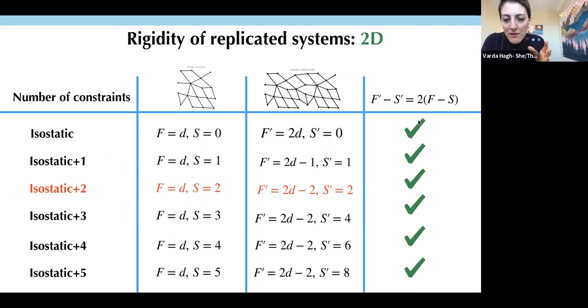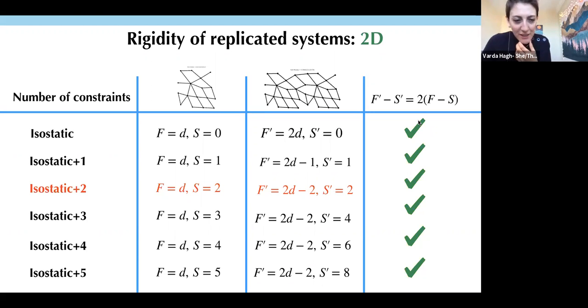Interestingly, the number of zero modes do not change anymore as you double, but the number of states of self-stress go up. So it's not that just tiling the system, or even making one copy of a jammed network or jammed packing and attaching it to itself, is always going to make both the floppy modes or the zero modes and the states of self-stress double. It totally depends on how far from isostatic you are and how many states of self-stress are in the system.